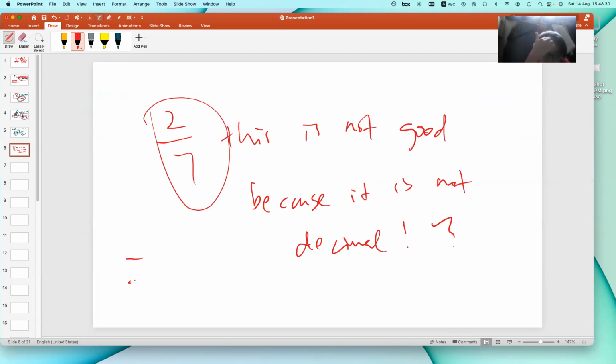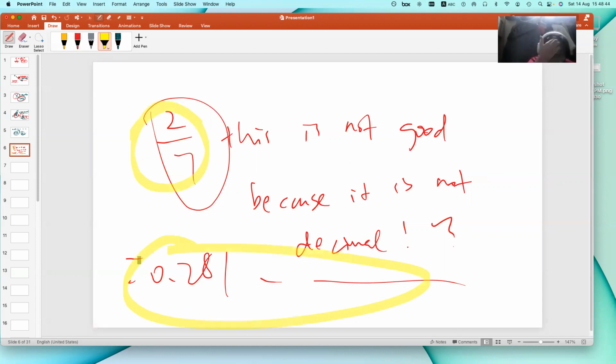And if the answer is 0.28, what? The question is very simple. Between 2/7 and 0.28, which one is easier to write? 2/7. Then you should use 2/7. That is the question you ask yourself. It's not, oh, this is not good because it's not a decimal. The question you ask yourself is which one is more correct or which one is easier? 2/7 is more accurate than 0.28. The question never asks you to put two decimal places.